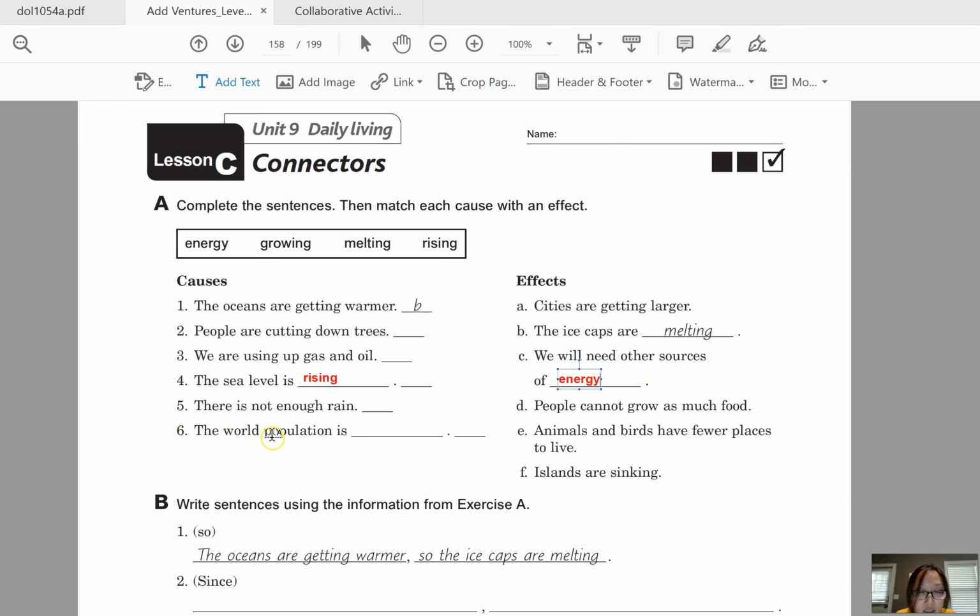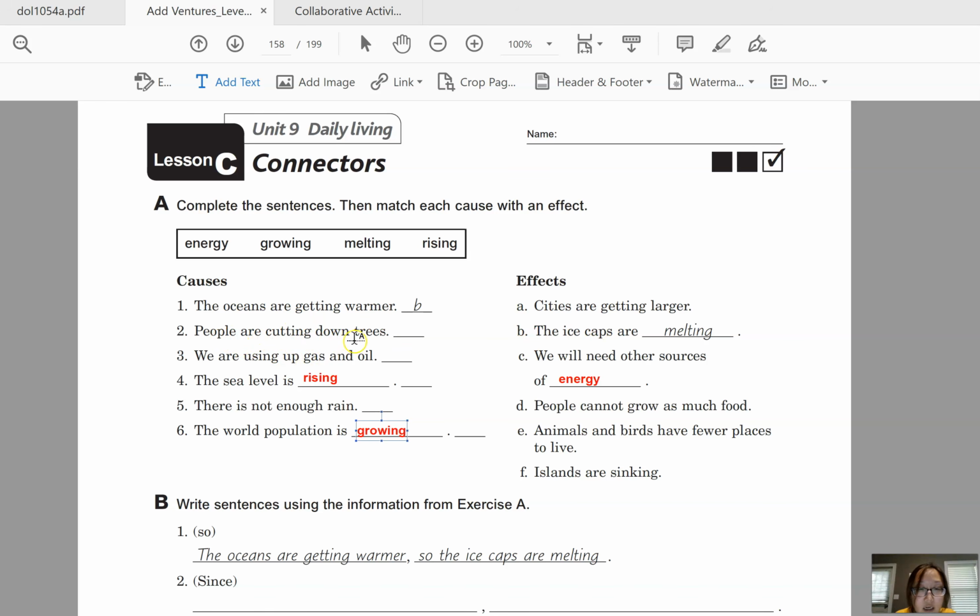Then, number 6, the world population is growing. Okay, not rising, but growing. They're very similar, but rising is normally talking about like from one level to another level. And then the world population is growing or expanding, like in numbers. Okay, and then now let's look at the cause and effects.